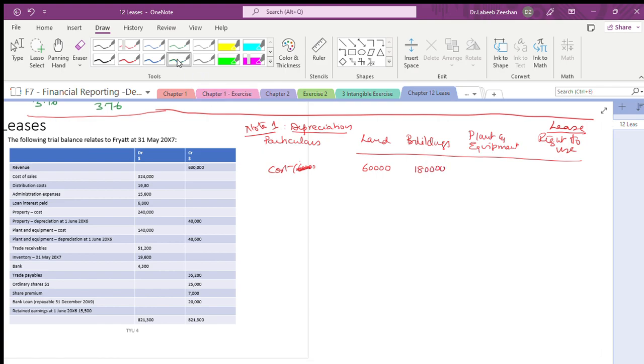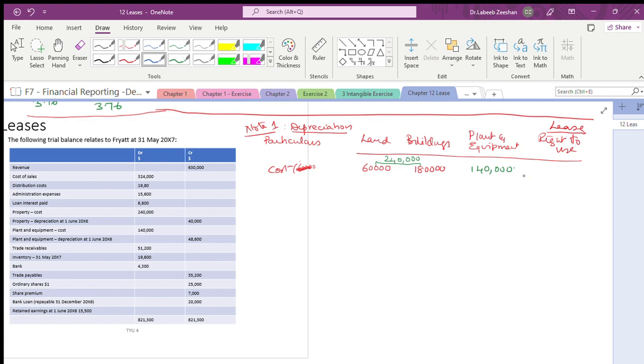It comes to 180. I will put it like this, just for your understanding. It comes to 240. Now, plant and equipment is how much? Plant and equipment is 140.